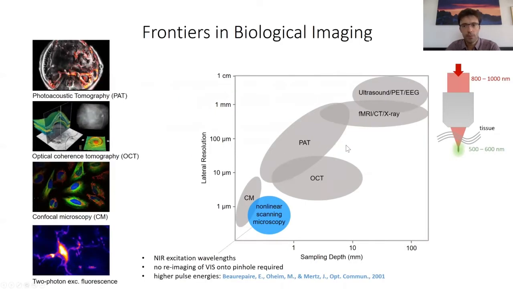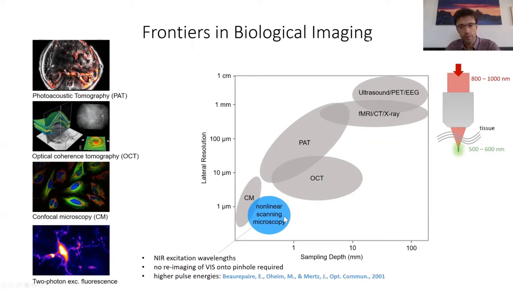So my work will be about two-photon fluorescence imaging with scattering compensation. In this graph, you see several methods used in the biomedical imaging field to penetrate tissue and find out details. We see that nonlinear scanning microscopy fills a very interesting gap, the combination of a large sampling penetration depth and a very high lateral or 3D resolution.